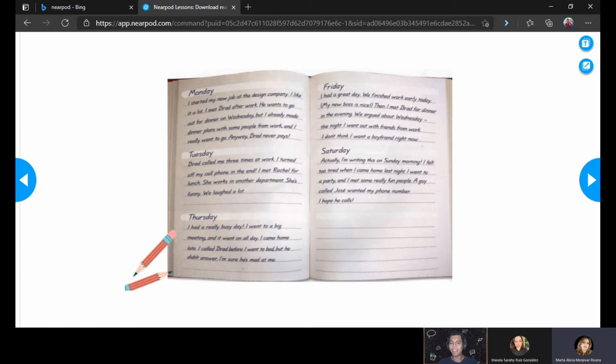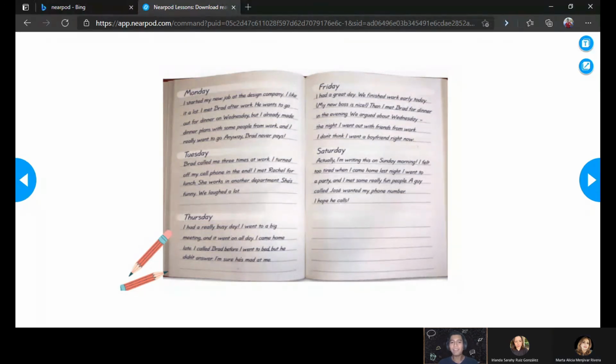Yolanda, can you read Ashley's journal, please? Yes, I can. I started my new job on Monday. I started my new job at the design company. I like it a lot. I met Brad after work. He wanted to go out for dinner on Wednesday, but I already made dinner plans with some people from work, and I really want to go anyway. Brad never pays. Okay, continue.